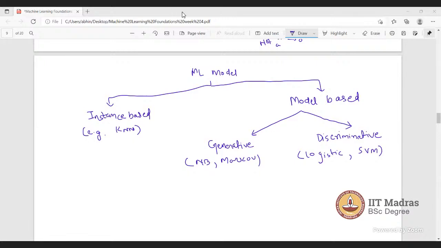Okay, thank you. So basically, when we talk about generative or discriminative models, we are actually talking about it in terms of classification only, right? Yes, yes. Okay, thank you.